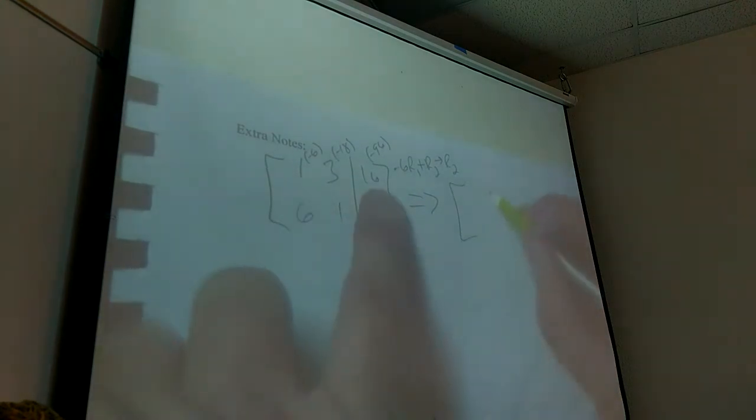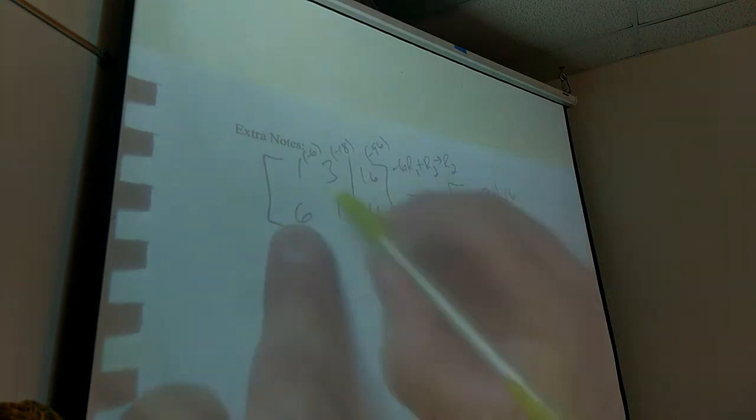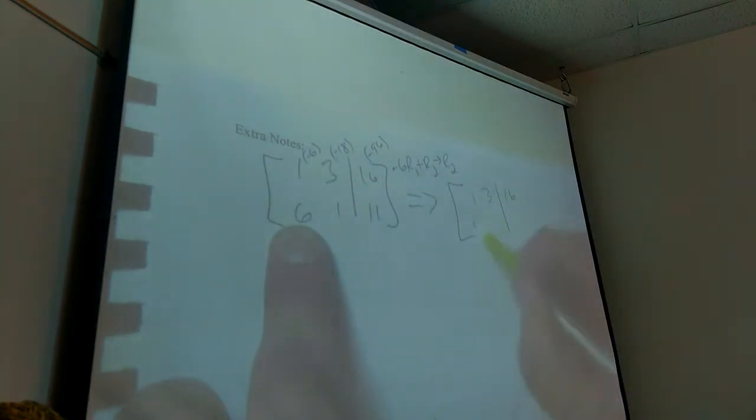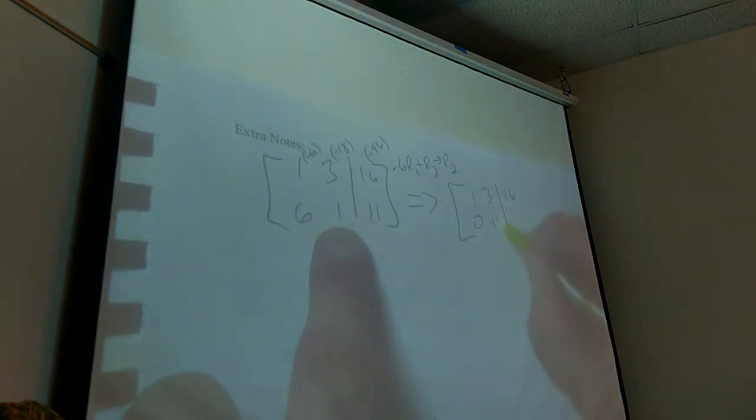So the first row stays the same. What does the second row change to? Negative 6 and 6 is 0. Negative 18 and 1 is negative 17. Negative 96 and 11 is negative 85.